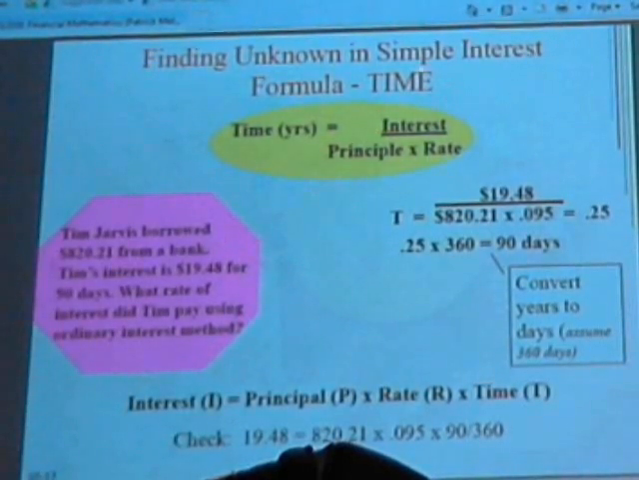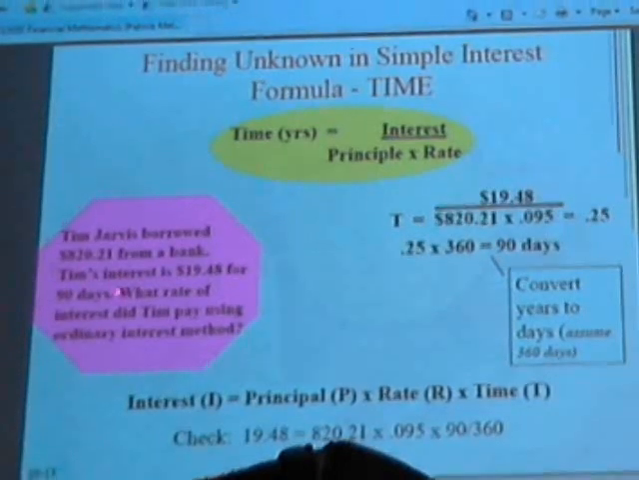Okay, now we're solving for time, which would be the third one over here, time. It's the same problem again, the same person. Borrow, keyword. Borrow is your principal. Of course, you're going to solve this for T first, then plug in the principal. Interest, they gave it away with the word interest. 19.48, that's I. For 90 days.